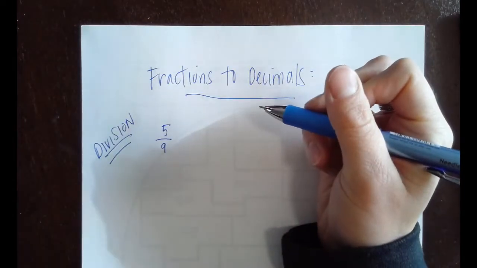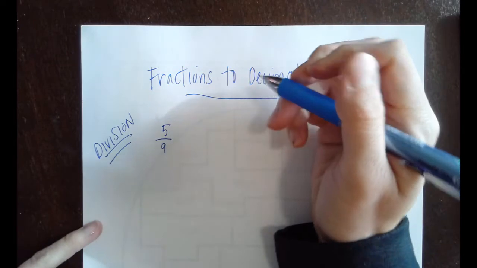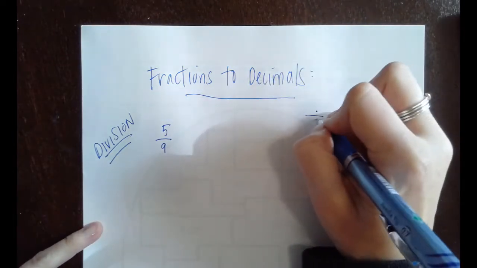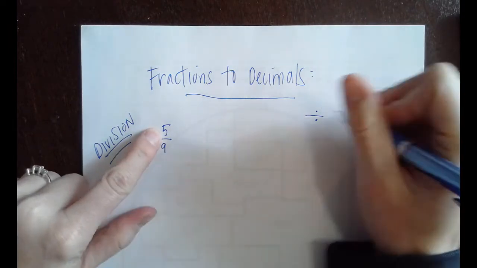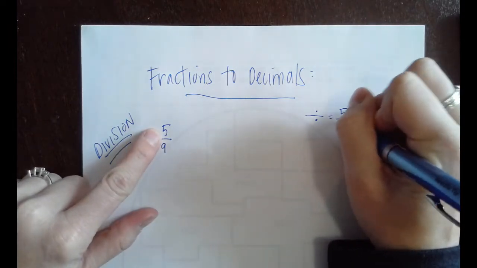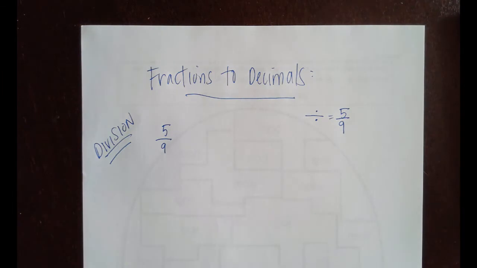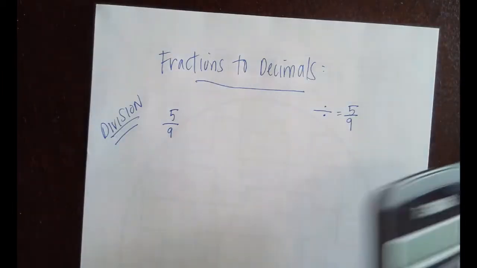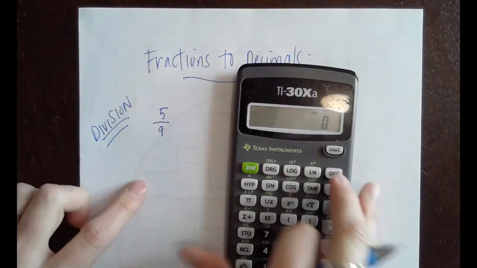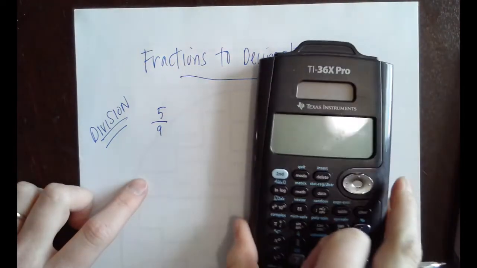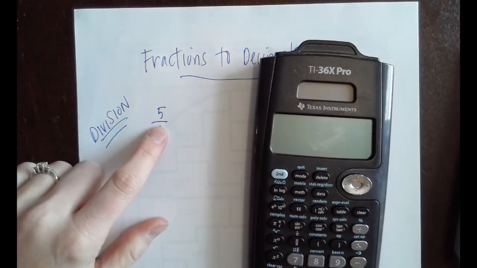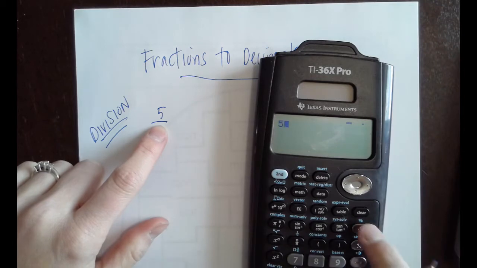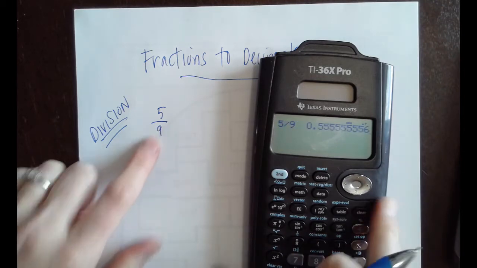Okay, so if you think about the division symbol that you're used to seeing, it has a line with 2 dots, and that represents a fraction. So here, my top dot would be my 5, and my bottom dot would be my 9. Isn't that bananas? Okay, so all you have to do for these guys is just press them into the calculator. So here, 5 divided by 9. Oh no. 5 divided by 9 is 0.555.